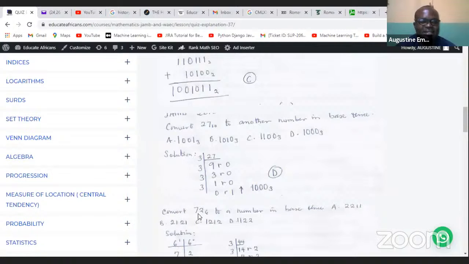Okay. So let's everybody try this one. You see the way our lesson is going. Plenty solving of problems. So after solving all these problems, there is no way you are going to see something that is totally different from what we are saying now. It must come out from there. So let's try this one. Convert 72 base 6.